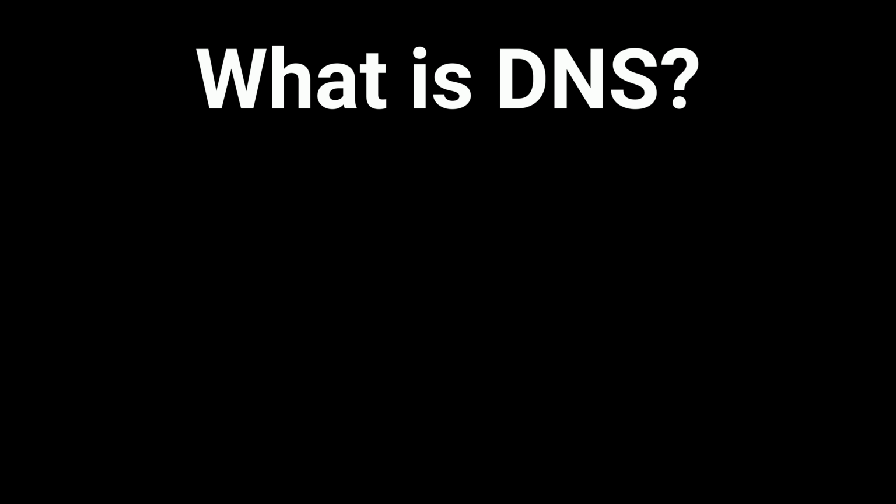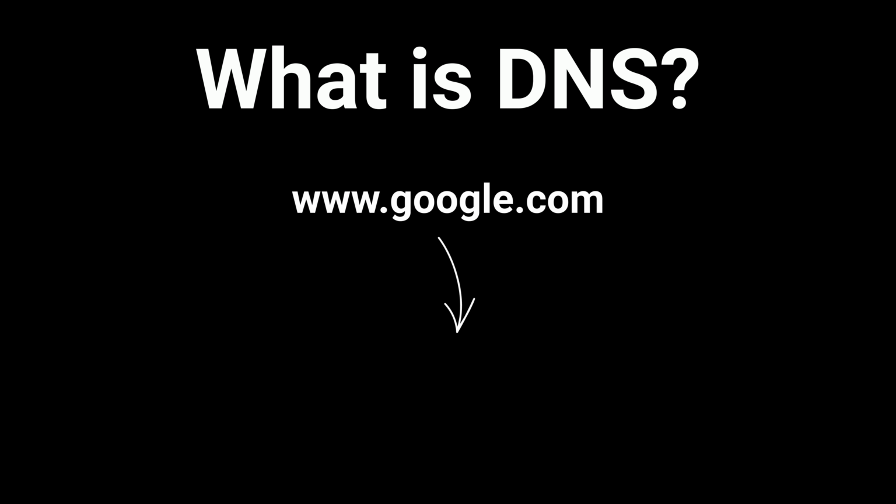When you type a website address like www.google.com into your browser, DNS translates that name into an IP address, which is a series of numbers like 192.168.1.1. Every device on the internet needs these numbers to communicate with each other. Without DNS, we'd be stuck typing those long, hard to remember IP addresses instead of simple website names. And trust me, nobody wants that.